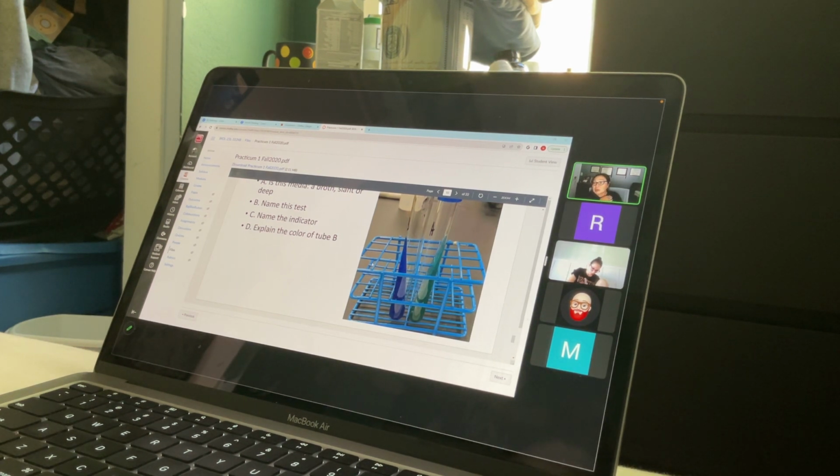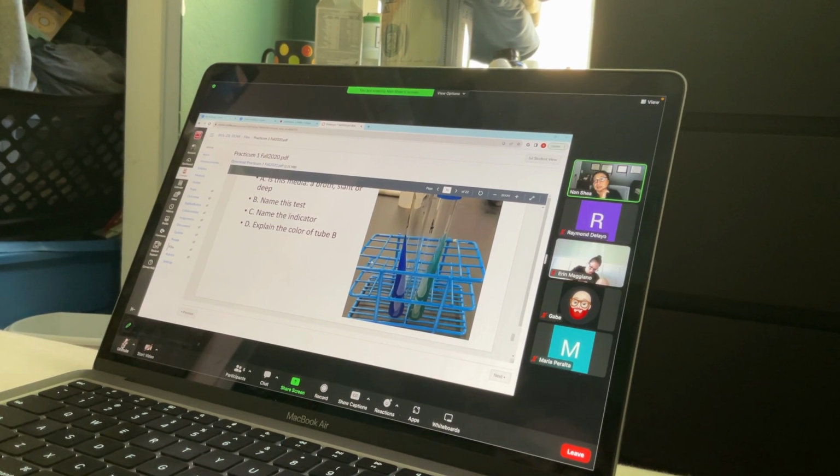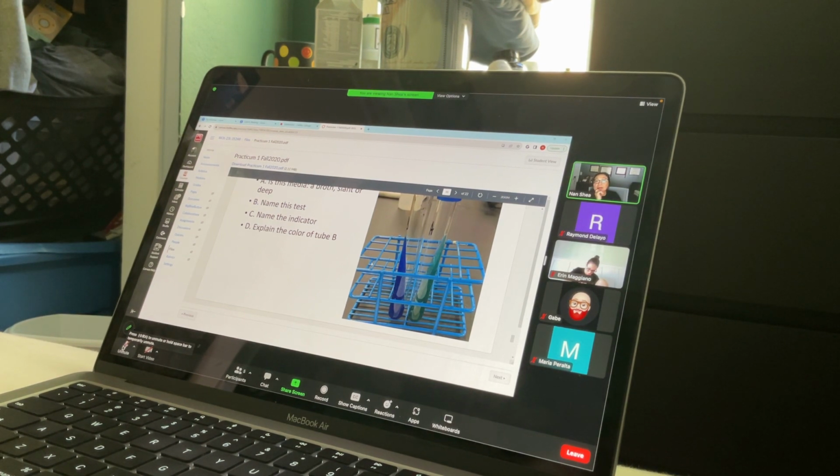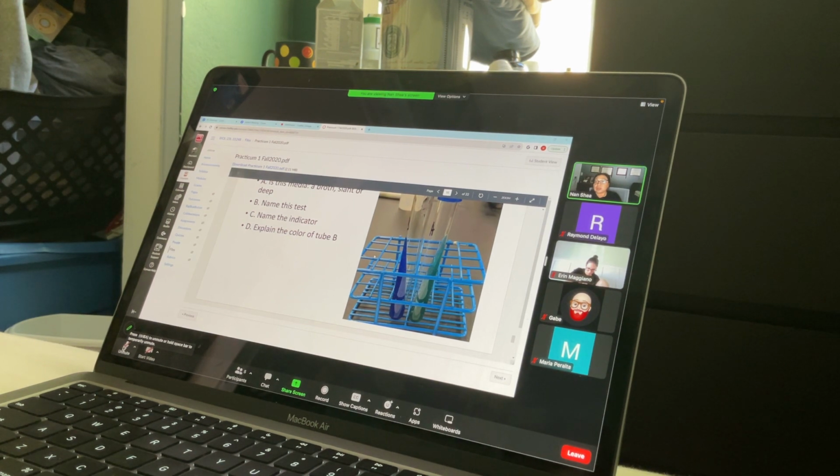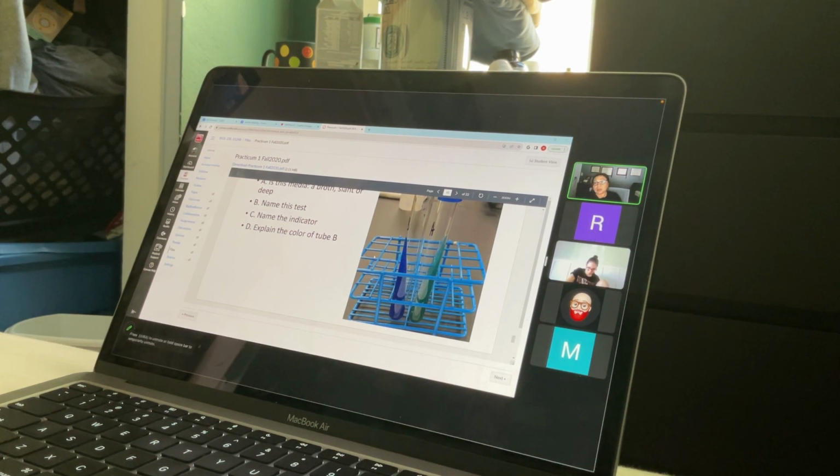And name the indicator. I remember something like, it starts with a B. Bromthymol blue. There are two of them that start with a B. The decarboxylase one is bromcresol purple. This one is bromthymol blue, and they're both pH indicators. So instead of asking you which tube is negative and which tube is positive, I'm trying to be a little bit more creative. I say explain the color in B.